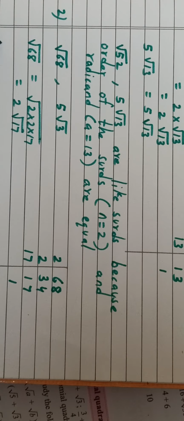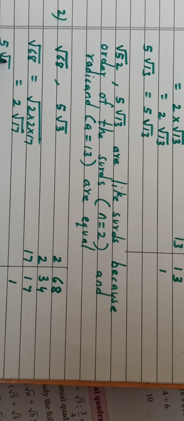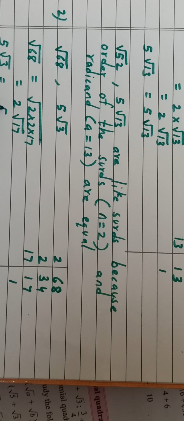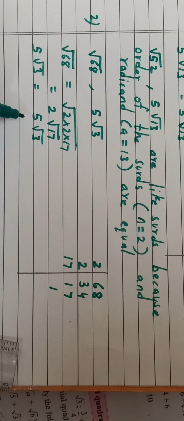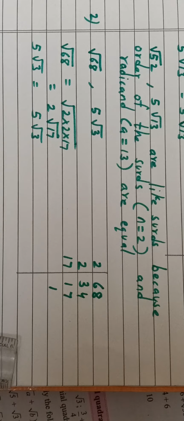Now next, 5 root 3. Now 3 is a prime number, so already it is given in its simplest form. No need to do anything. Okay. Now we have to write whether it's a like surd or an unlike surd. The words are given, unlike surds.